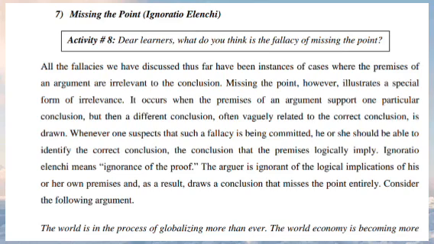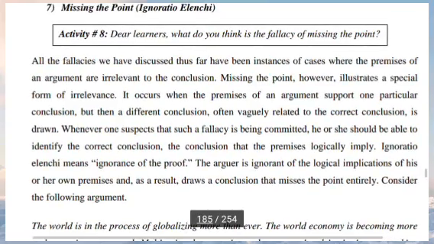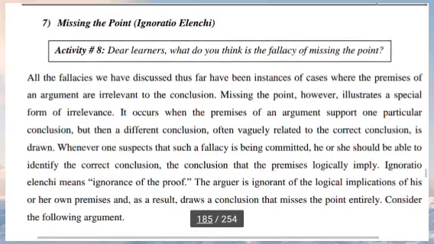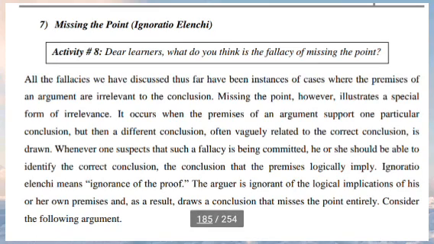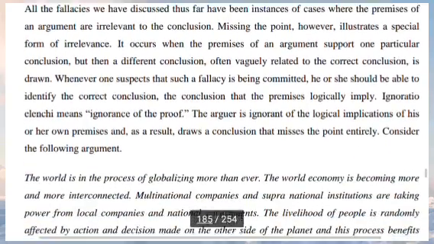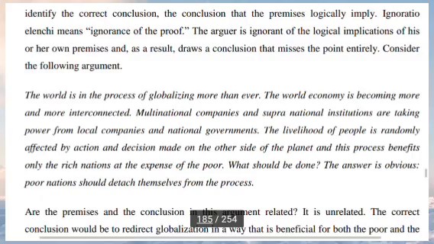So it is said to contain Strawman fallacy. And the seventh type is missing the point. All the fallacies we have discussed so far are instances of cases where the premises of an argument are irrelevant to the conclusion, right? And missing the point illustrates a special form of irrelevance. Here, the fallacy occurs when the premises of an argument support one particular conclusion, but then a different conclusion, often vaguely related to the correct conclusion, is drawn.